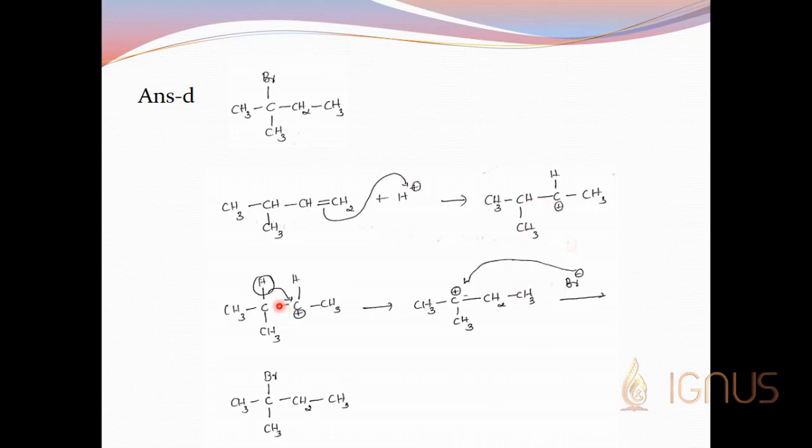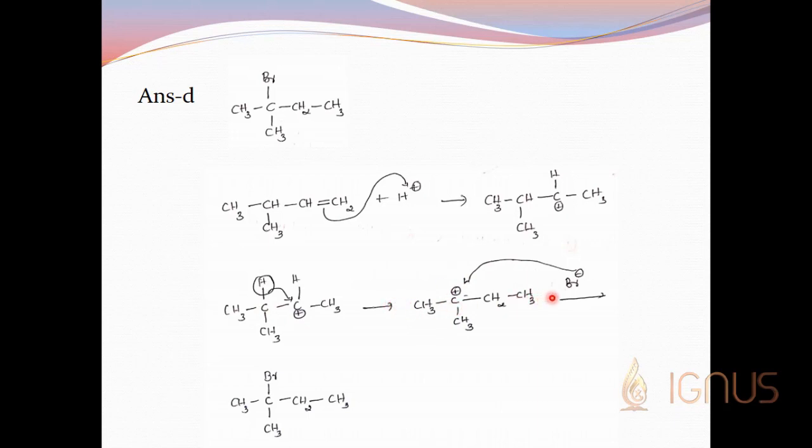Hence, hydrogen from this carbon will migrate towards this carbon with its hydride. We will call it hydride transfer. It's a transfer of H minus. This hydrogen will jump to this carbon with its 2 electrons. Hence, it will give rise to tertiary carbocation.